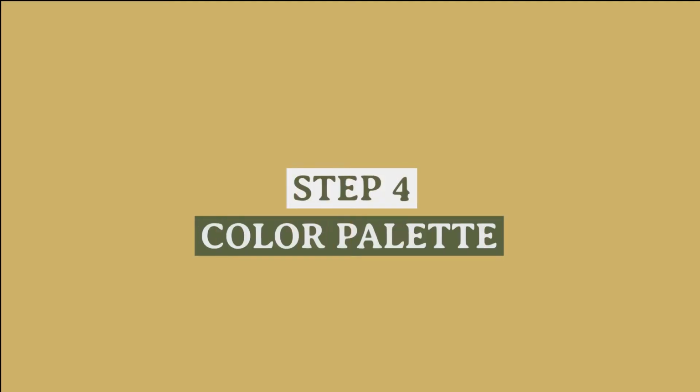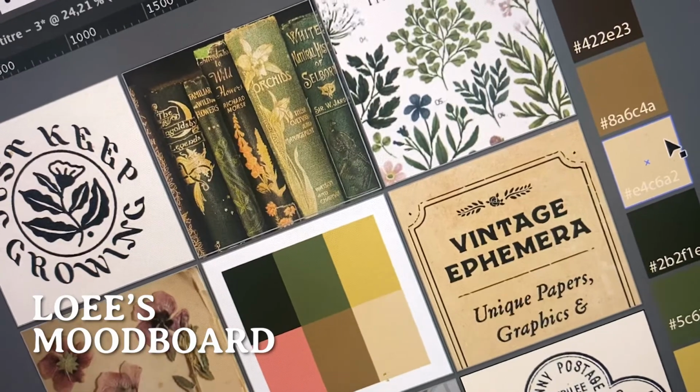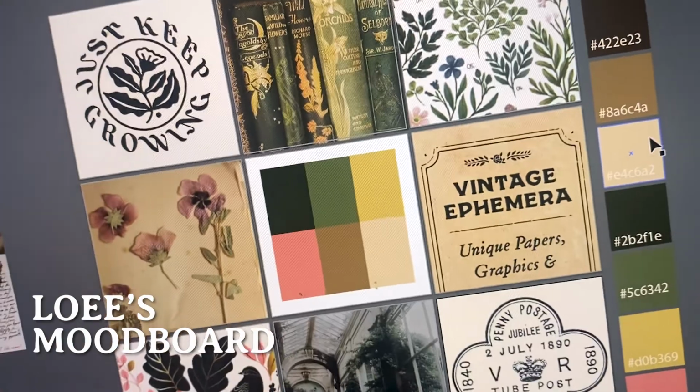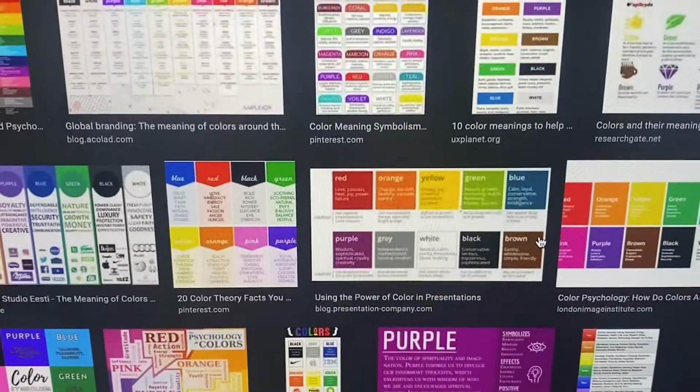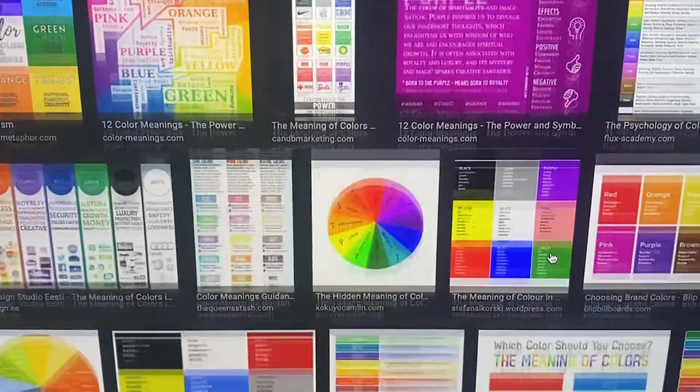Color palette. The color palette is then selected within the mood board by finding the dominant colors, the ones that stand out the most. It is also necessary to take into consideration the meaning of the colors. Each color has its own personality and represents its own emotions.